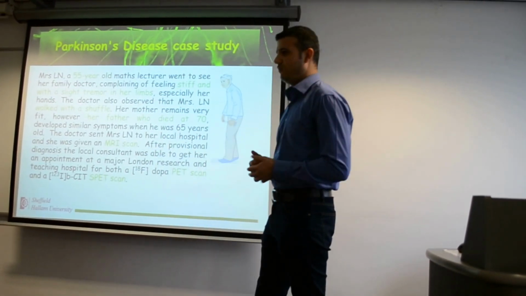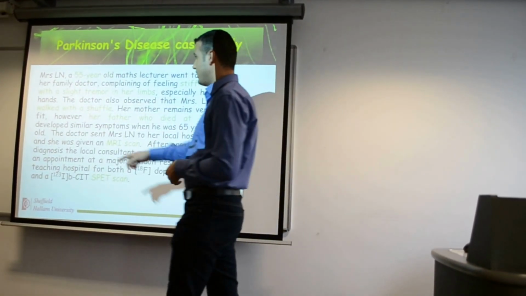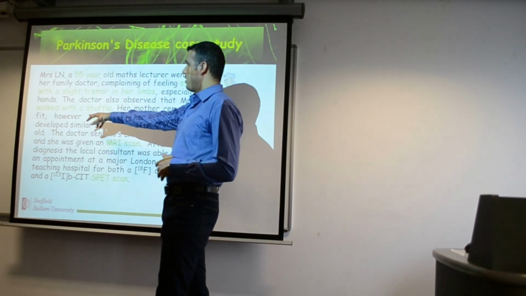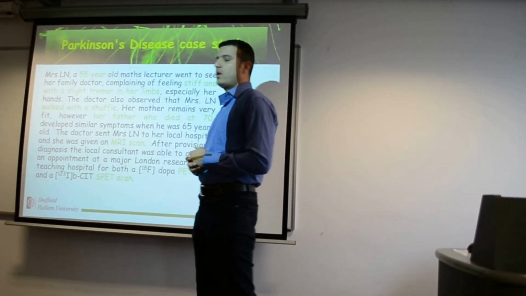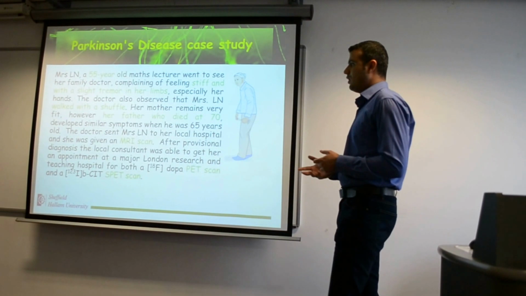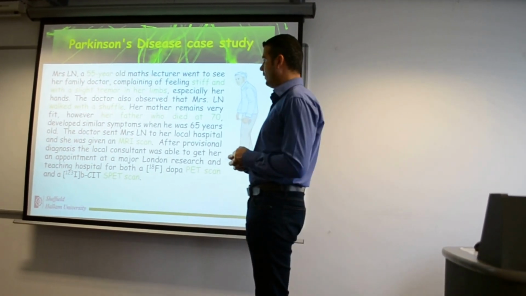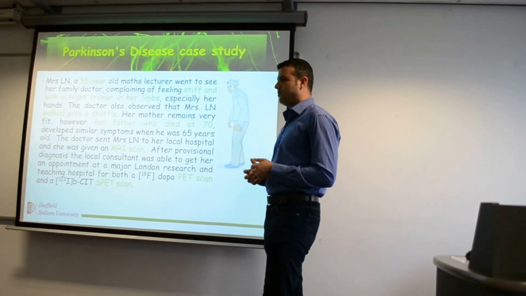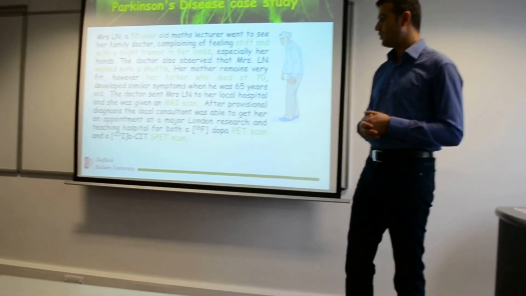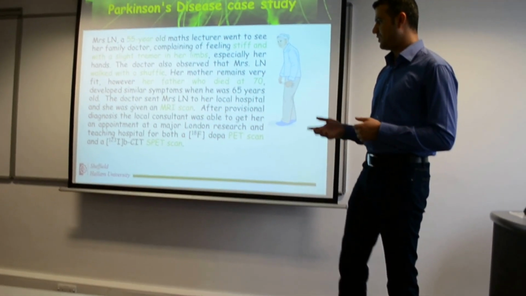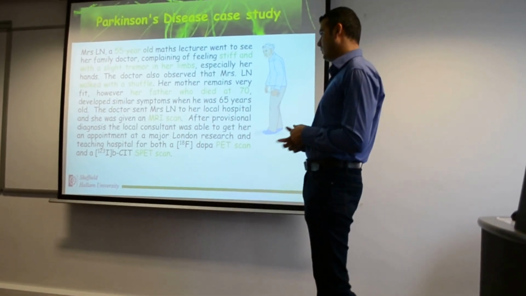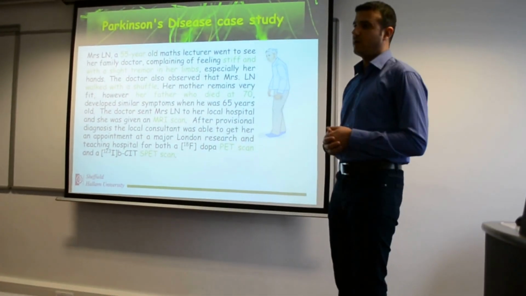Then she visited her GP, who noticed that she suffered from a shuffle step while she walked. He referred her to an MRI scan to do a provisional diagnosis for Parkinson's. Then he just booked an appointment for SPET and PET scans.